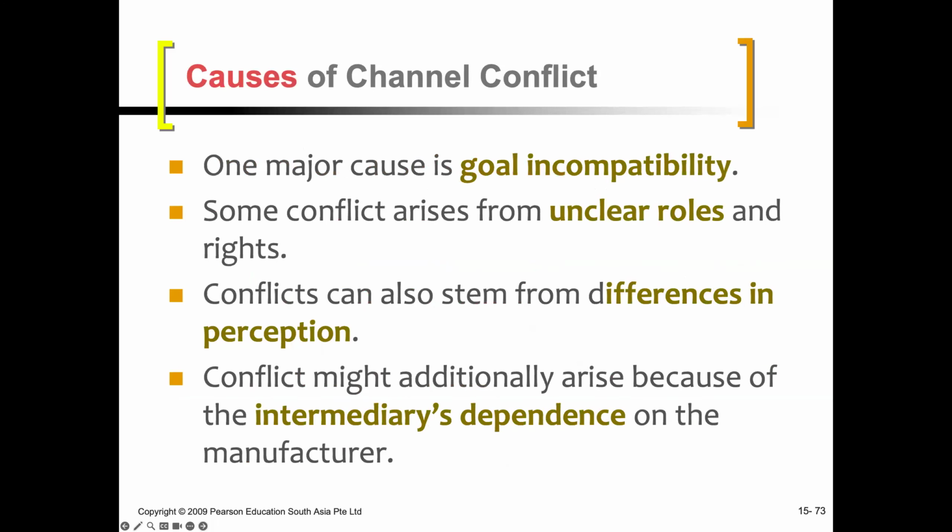So what caused the channel conflict? One major cause is goal incompatibility. And some conflict arises from unclear roles, rights and responsibilities. Conflicts can also stem from differences in perception and might additionally arise because of the intermediary's dependence on the manufacturer.